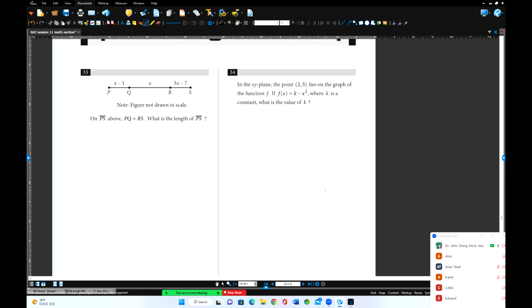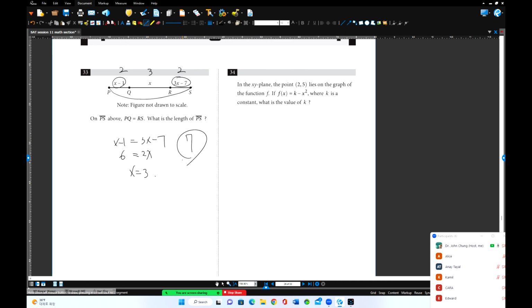The next one, number 33. What is the length of PS all together? Okay, PQ equals RS. These two numbers are equal. So from here we can find the value of x. x minus 1 equals 3x minus 7. So minus 7 minus 2x equals... plus 6. x equals 3, isn't it? So this is 2. This is 3. This also 2, right? Okay, 7 is the answer.